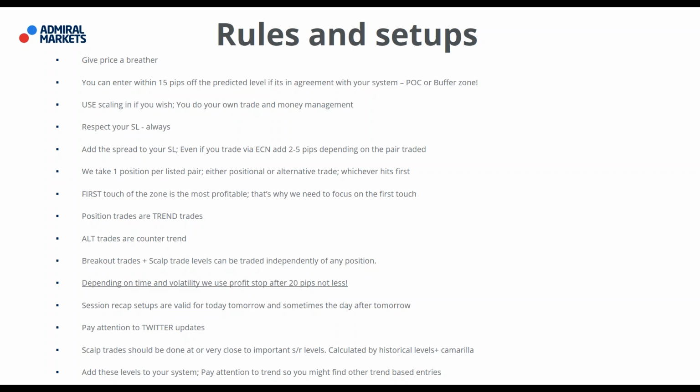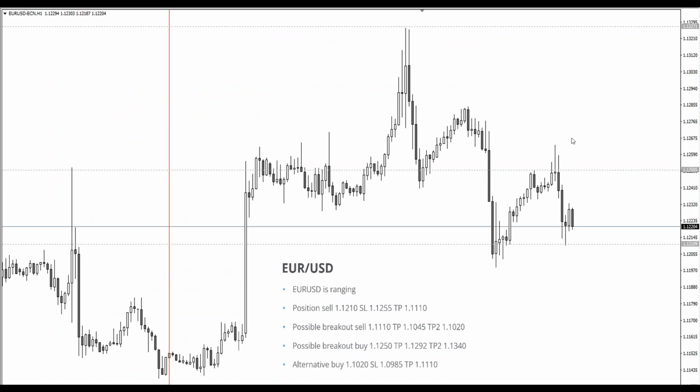Have in mind that scalp trades should be done at or very close to important support resistance levels, and those are calculated by historic levels and Camarilla. Add these levels to your system and pay attention to trends. You might find other trend-based entries. And the term pips pool is the maximum available number of pips you could have made on recap entries.